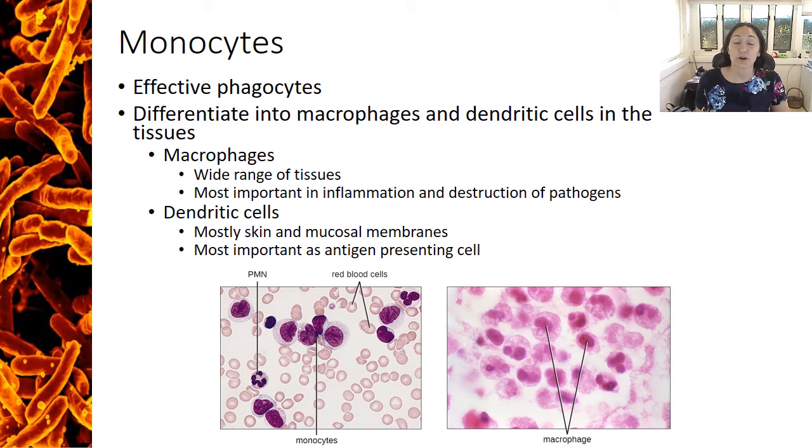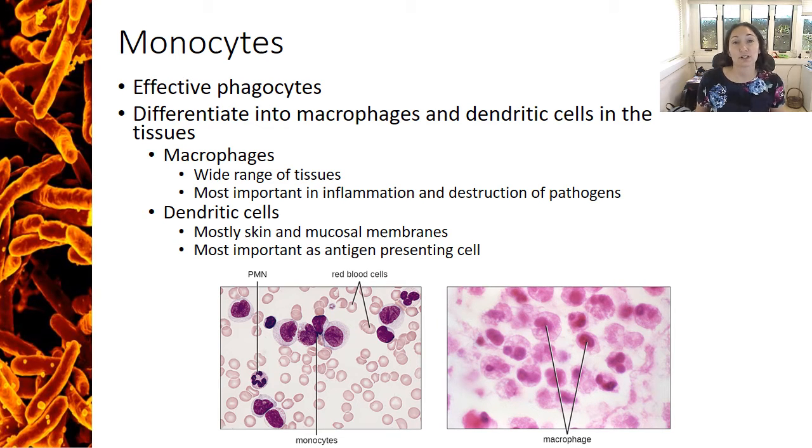The last cells to be derived from the myeloblast were monocytes. The key trait of monocytes is that they're effective phagocytic cells. So they're really good at phagocytosis and pulling those foreign particles into the cell to digest them in the lysosome. Your monocytes, remember, are going to reside in the bloodstream, whereas if they move into tissues, they're then going to differentiate into either macrophages or dendritic cells.